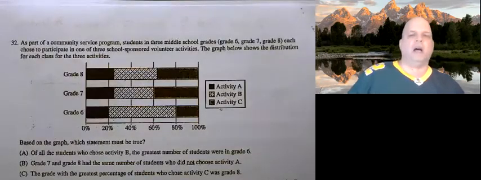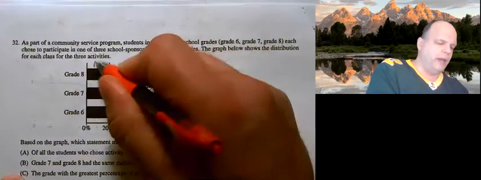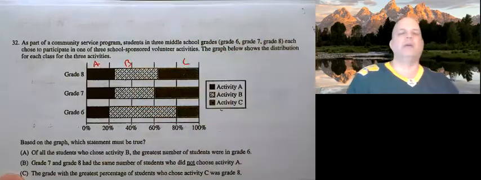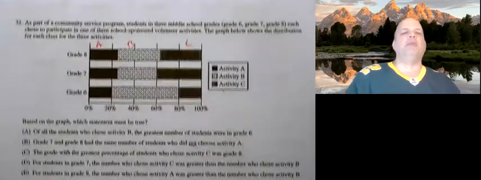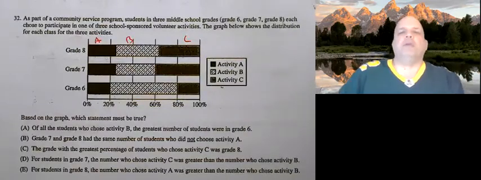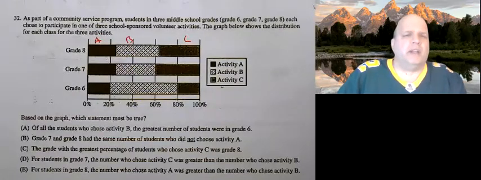And by the way, this did not copy very well. This is group A over here. This is group B over here. And this is group C over there. So as part of a community service program, students in 3 middle schools, grades 6, 7, and 8, each chose to participate in one of 3 school-sponsored volunteer activities. The graph below shows the distribution for each of these 3 activities.